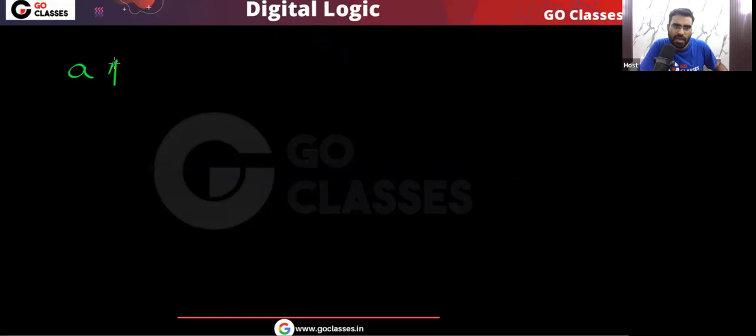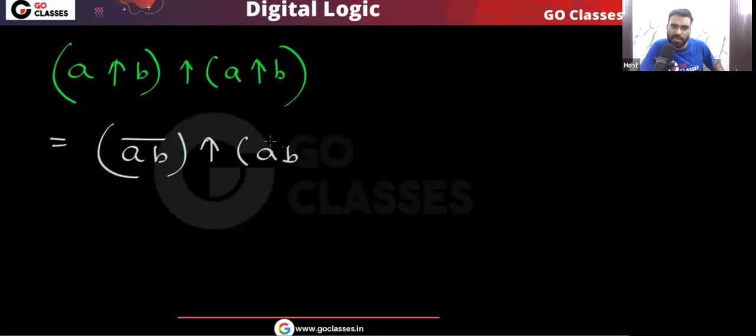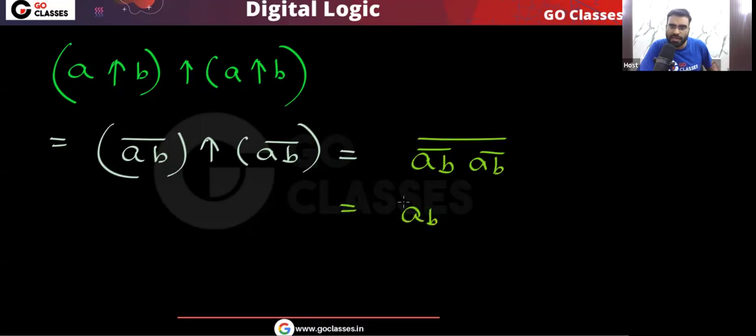If I do this A NAND B, then again I do NAND, let me tell you this is the same as AB, because what is A NAND B? That is basically AB whole bar. And finally it will be AB whole bar, whole bar, and that is basically AB. Yes or no? So you can easily see that this expression is the same as AB.